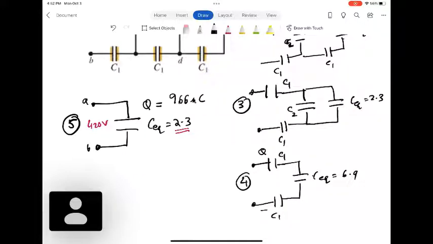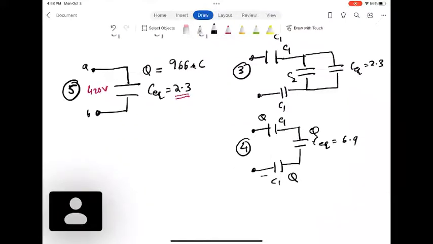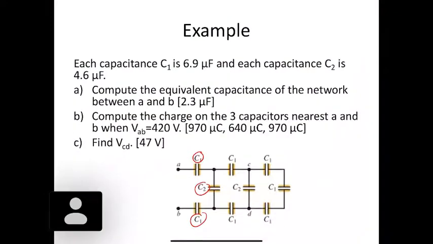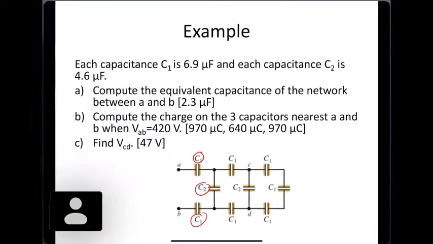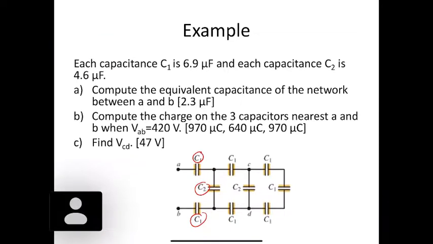So we're looking at diagram 4 now. All of these will have the same charge. And I'm writing the charge as a Q, but it's really a plus Q and a minus Q on each plate. Okay. So the question was asking, find the charge on the 3 capacitors nearest A. So we've already found the charge on the 2 C1s, but we don't know what the charge on C2 is. And we did get the correct answer. 966 microcoulombs is what we got, and so I have it rounded up over here.